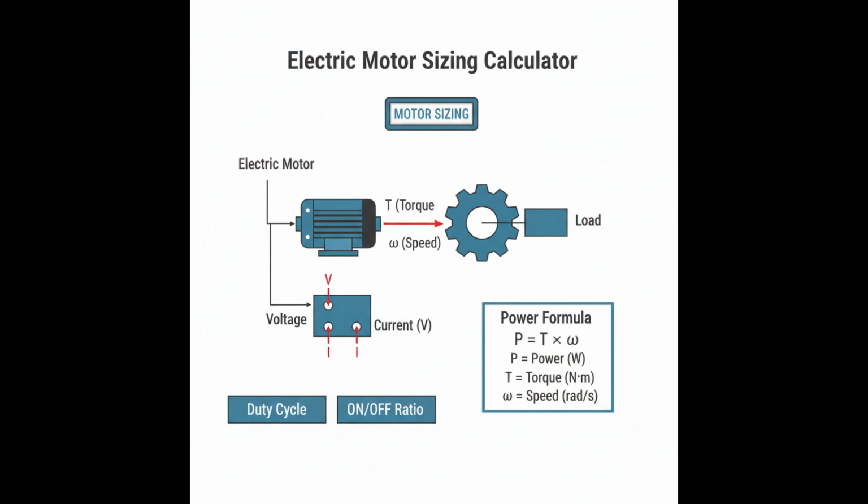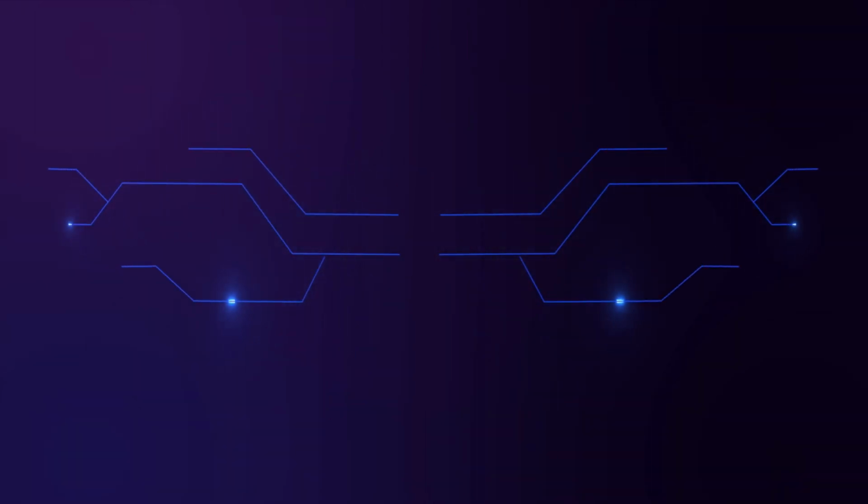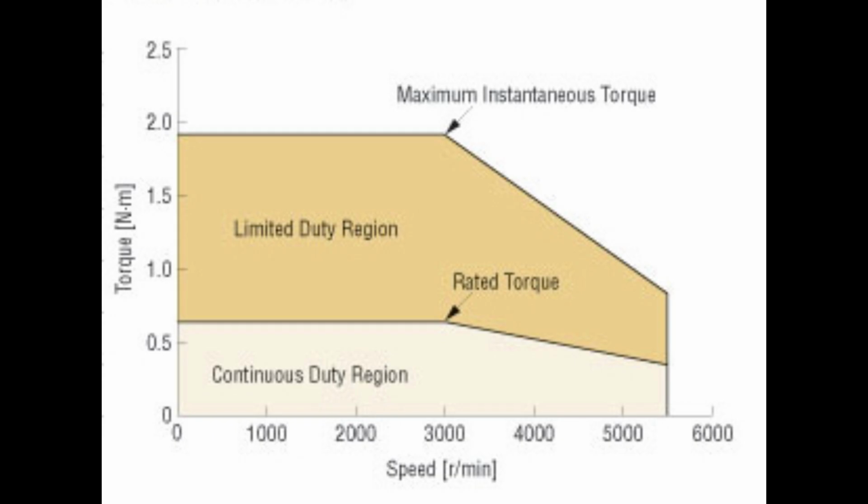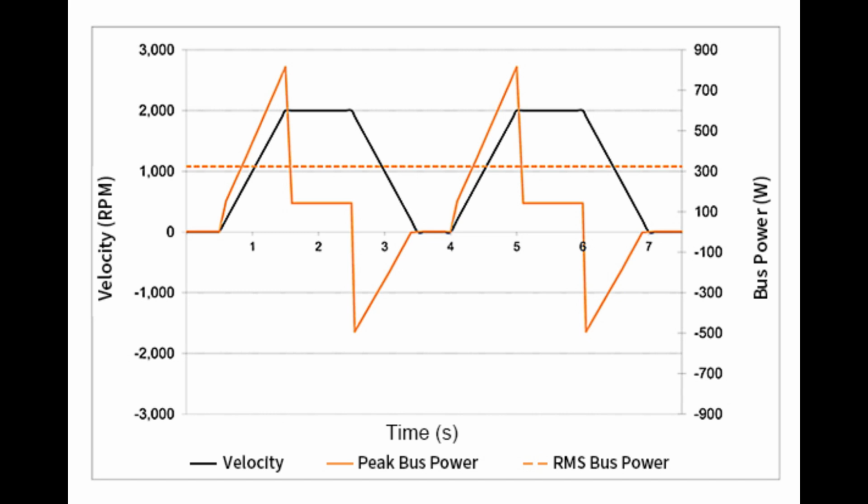The third field is duty cycle as a percentage, which defaults to 100%, but can be adjusted from 1 to 100% depending on your application. Finally, enter your system voltage in volts. For this example, I'll enter 10 Newton meters for required torque, 10 RPM for speed. Keep the duty cycle at 100% and use 10 volts for voltage.